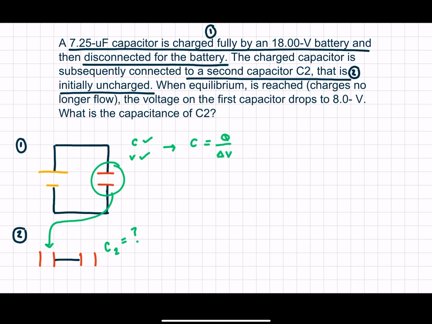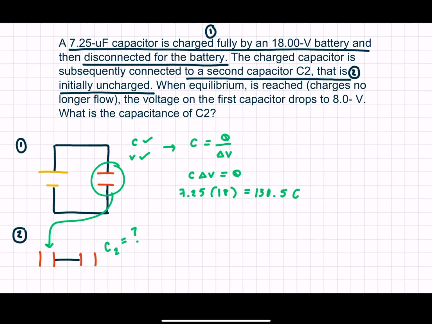Since we know what C is and we also know that delta V is 18 volts, we can simply rearrange the equation and get C delta V is equal to Q, and then plug in our numbers: 7.25 times 18, which is 135 coulombs.